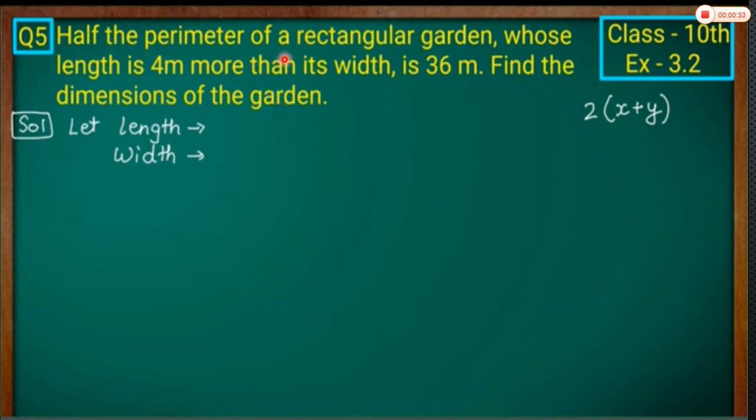Half the perimeter of a rectangular garden, whose length is 4 more than its width, is 36 meter. Here 36 meter is half of the perimeter, and the length is 4 more than its width. Find the dimensions of the garden. So we know that the perimeter of a rectangular garden is 2 into (L plus B).